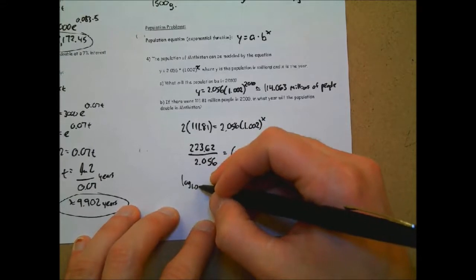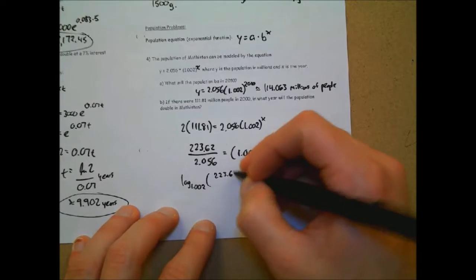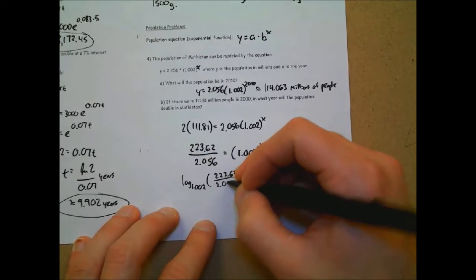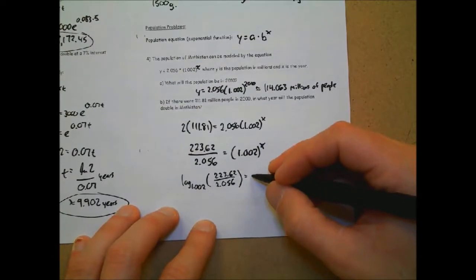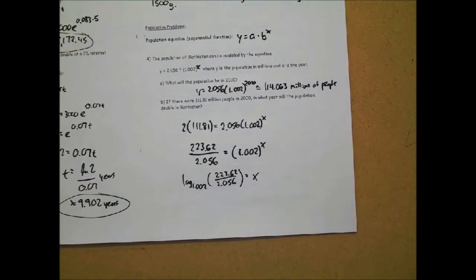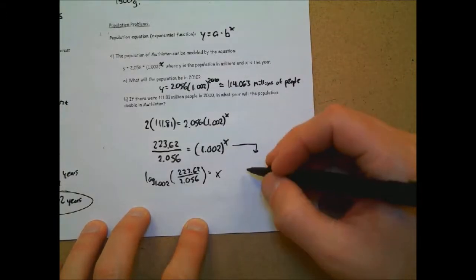Log base 1.002 of 223.62 over the 2.056 equals, and then here I'll just say, well, that's just going to be x then. So in this case, I did match my base. You don't have to though. So for example, if you chose not to match your base here, I will go ahead and show that example as well. Let's say I just used natural log.